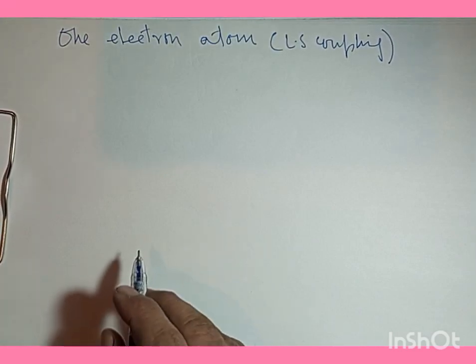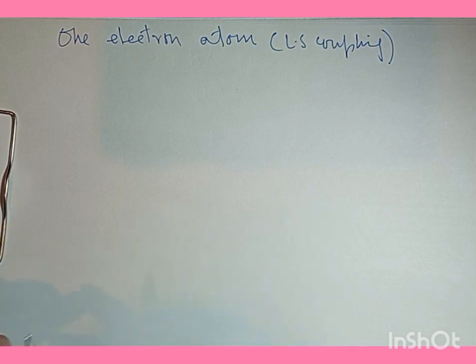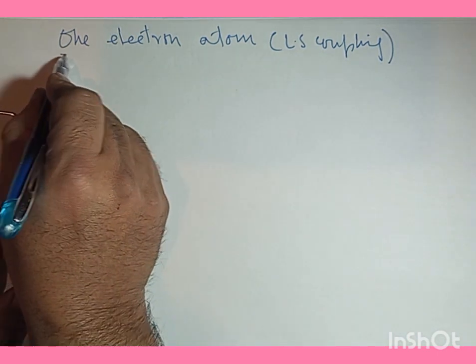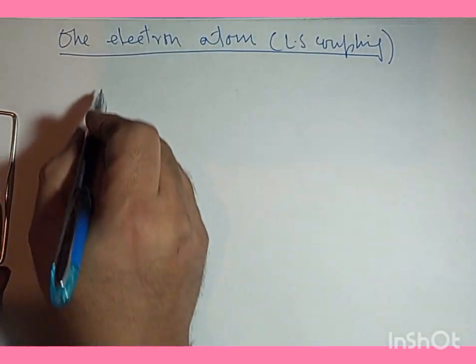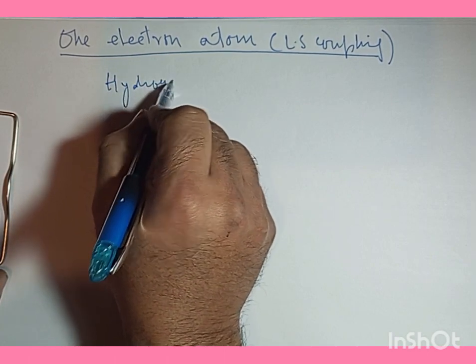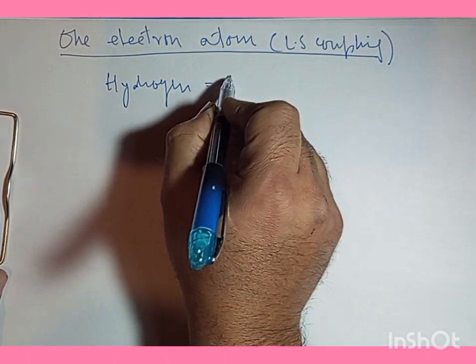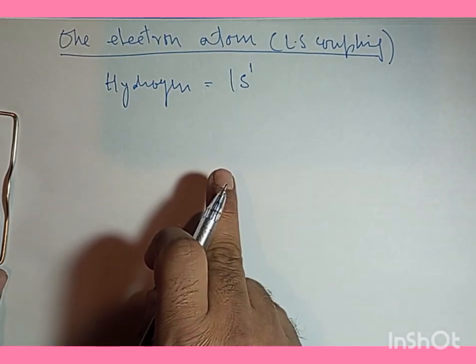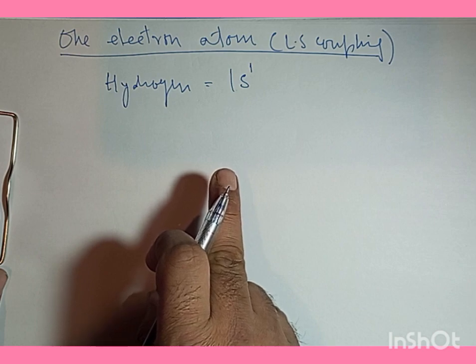Now let's talk about the vector model of an atom, and in this case, we will be considering only the atoms having one electron in their valence shell. So if we take an example of, let us suppose, hydrogen. For hydrogen, what I have is 1s1. So the valency of hydrogen atom is 1.